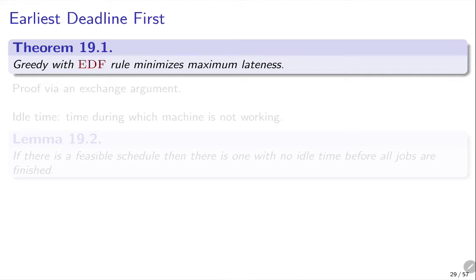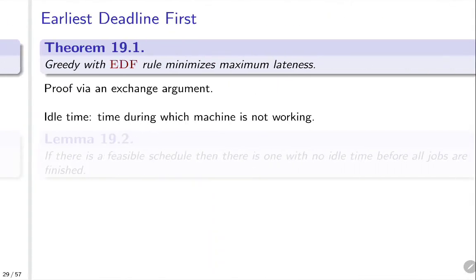Okay, so let's prove that EDF, earliest deadline first, is indeed the optimal strategy. It minimizes lateness. And the proof again is doing the same exchange argument we had seen before.